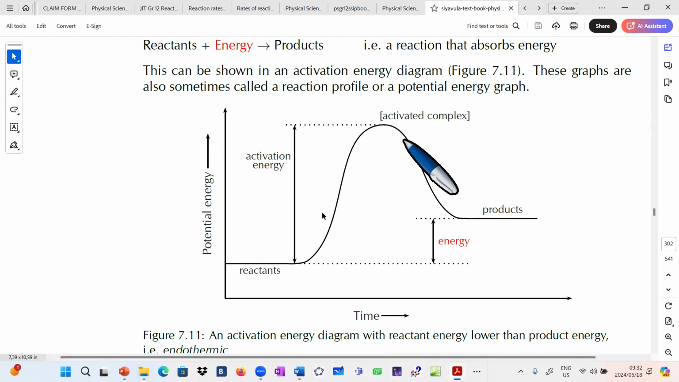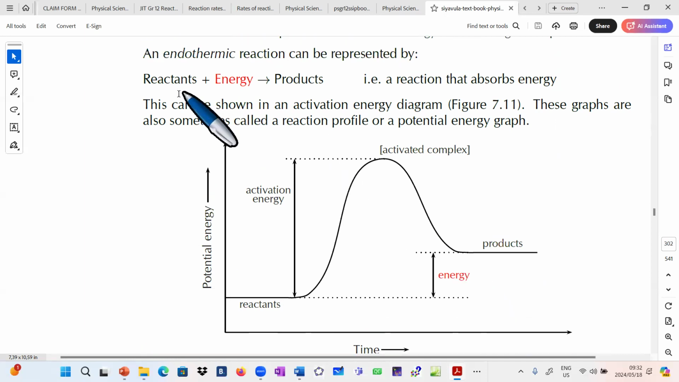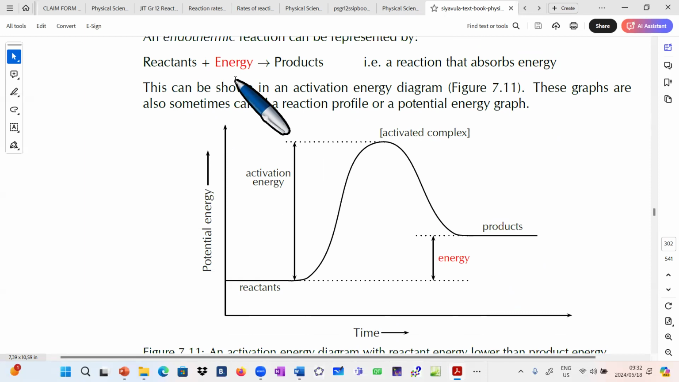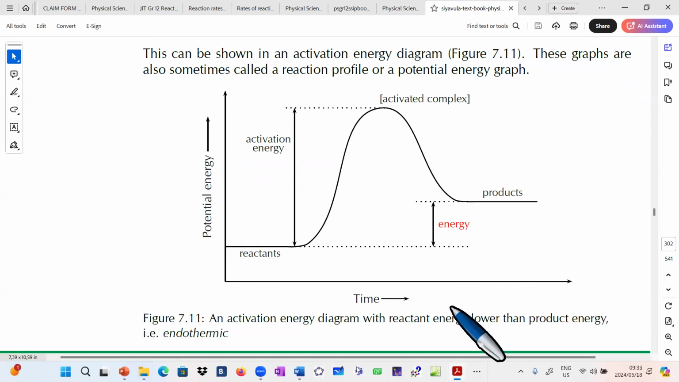You can see the activation energy and the activated complex is labeled, the products are here, the reactants are there, and you have the energy added because we're saying reactants plus energy. If you add energy in the form of increased temperature, the products will be formed. We call this the activation energy diagram, or the reaction profile, or a potential energy graph. Potential energy is on the vertical axis and time on the horizontal axis.